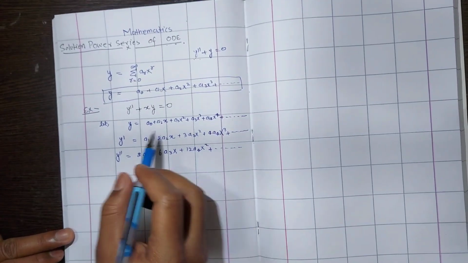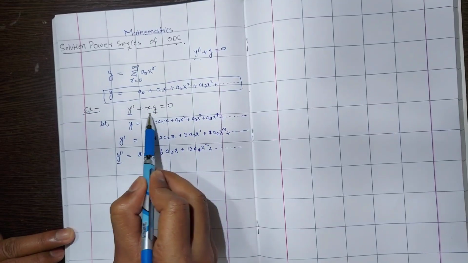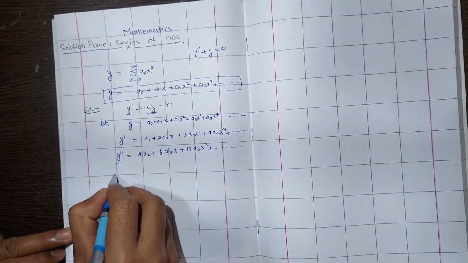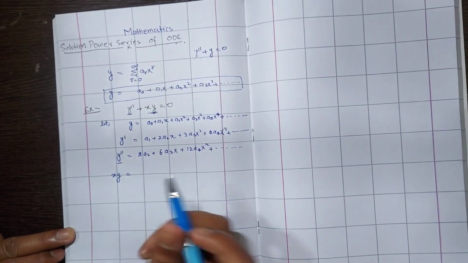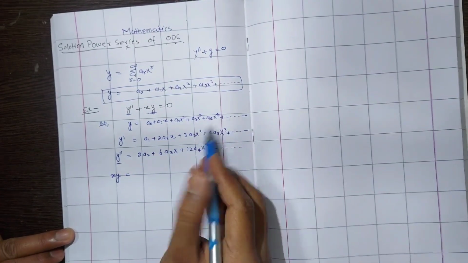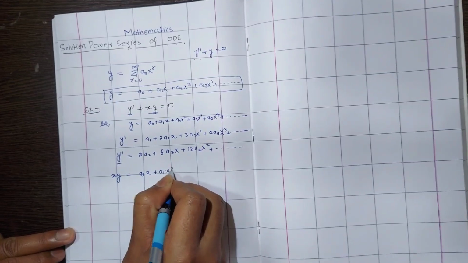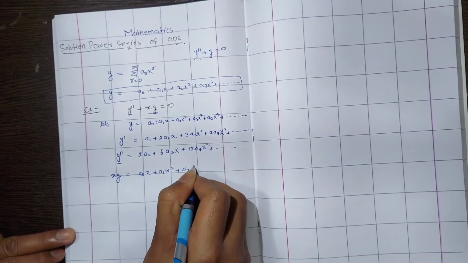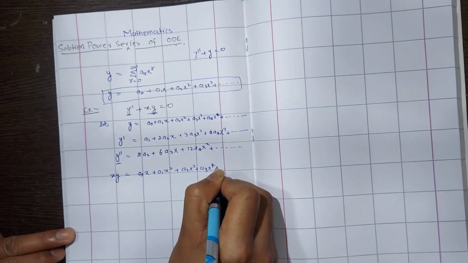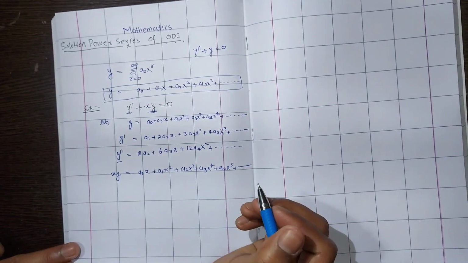Now, we have got y double dash, and here x into y. So in y we multiply by x, so xy will be what? We simply multiply by x in each term. So xy will be a0 x plus a1x square plus a2x cube plus a3x to the power 4 plus a4x to the power 5, in this way.